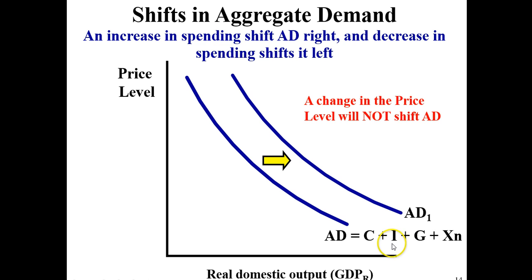There's no possible way to diminish the importance of investment spending because investment is what spurs growth in business and creates jobs. But just numerically speaking, consumption is the largest portion of aggregate demand. So an increase in consumer spending would shift aggregate demand to the right. And if it's a decrease in consumer spending, I should say, it's going to shift the aggregate demand curve to the left. So that's one way that it shifts.